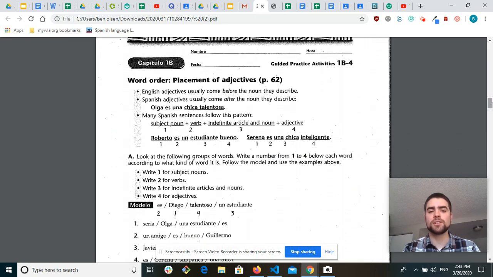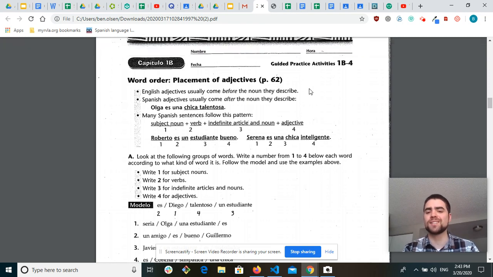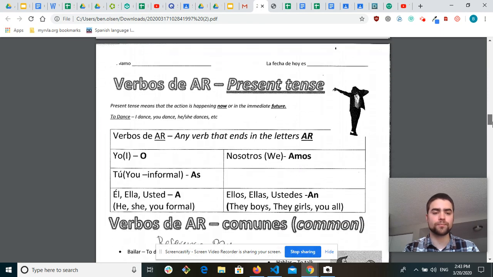There is a page on here that was supposed to go for high school and ended up getting duplicated. So if you have this page in your packet, it says word order, placement of adjectives, page 62. Please don't do that page. You can just exit out or X that out. That is just for the 9th and the 10th graders. You do not have to do this page right here, page 50.